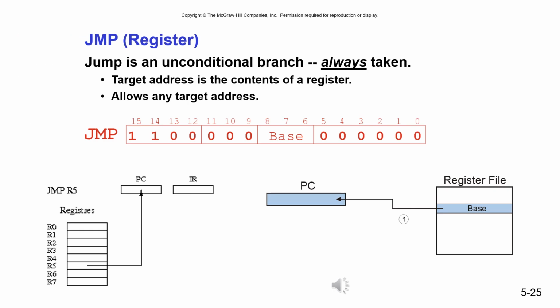One more control instruction that we're not going to use for a while. Jump is an unconditional branch, which means it's always taken. You might have noticed I coded an unconditional branch using BR. Jump is always taken. The target address is the contents of a register. Its address is in bits 6, 7, and 8. And it allows any targeted address.